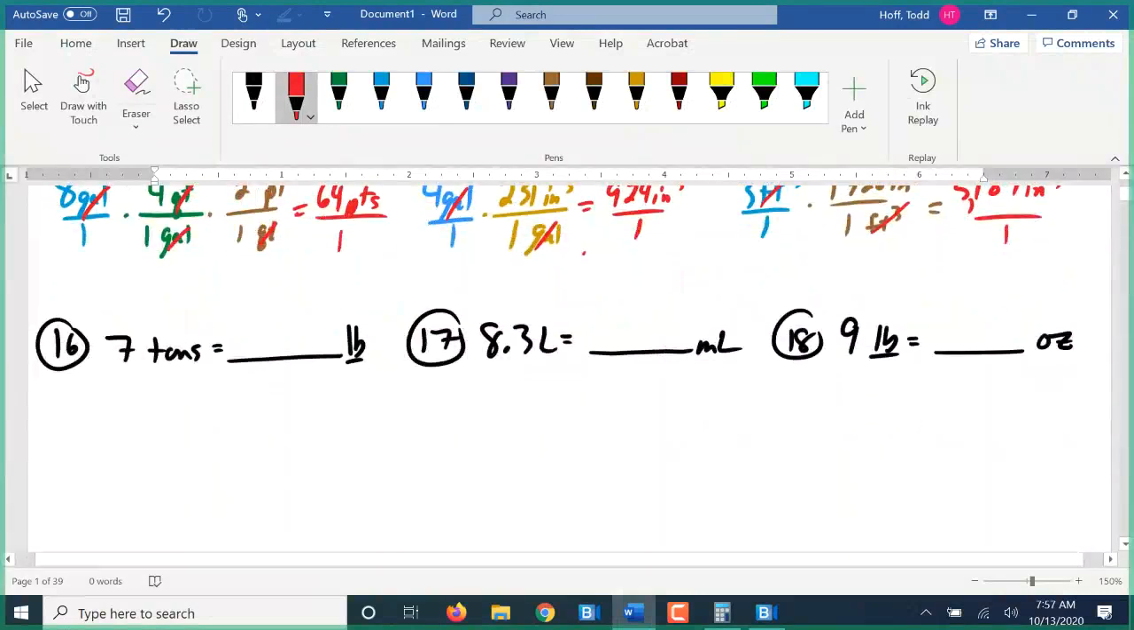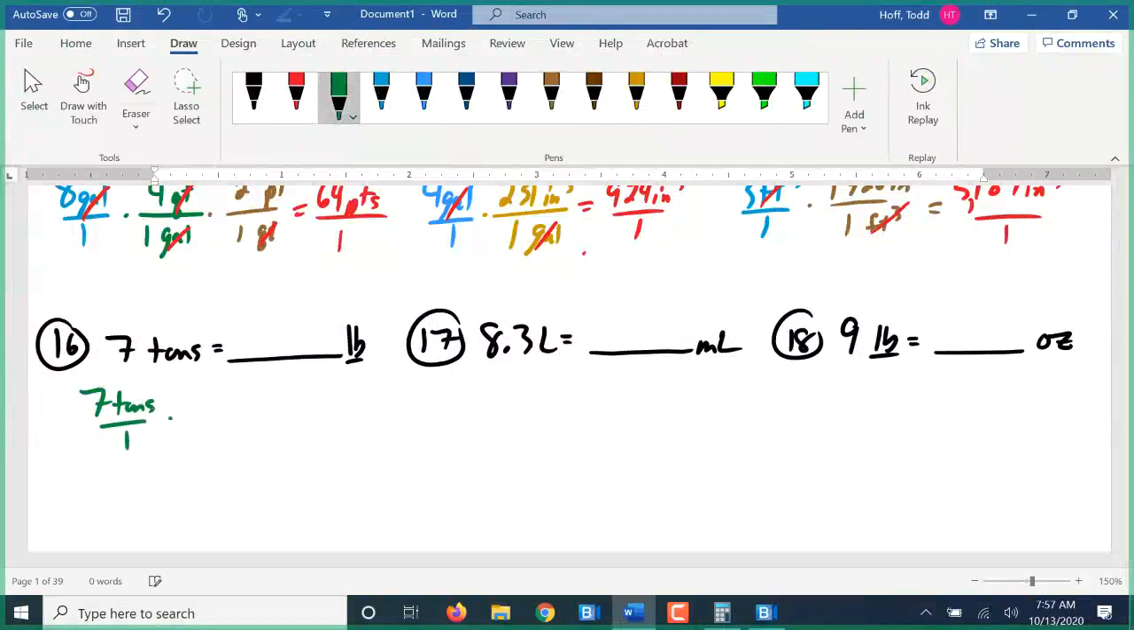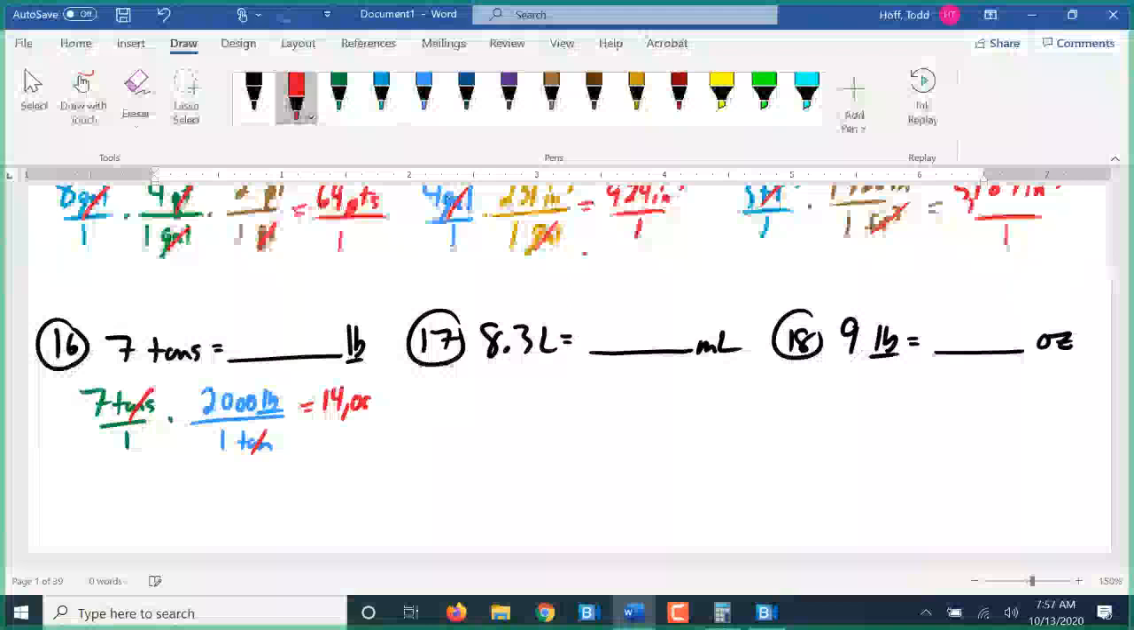7 tons into pounds. Put 7 tons over 1. Put a ton on bottom. 2,000 pounds. Remember we said for this class, a ton's always going to be 2,000 pounds. Tons cancel out. 7 times 2,000 is 14,000 pounds.